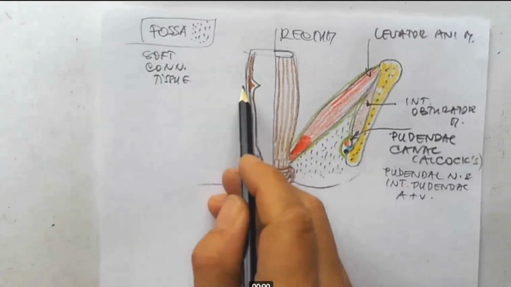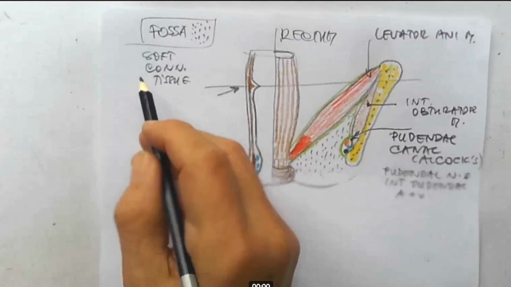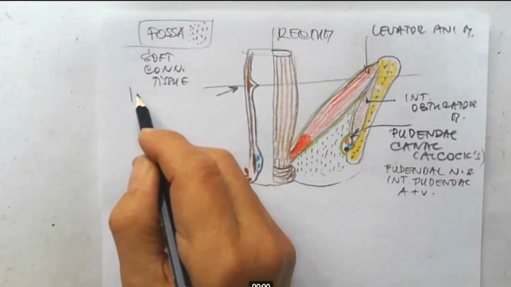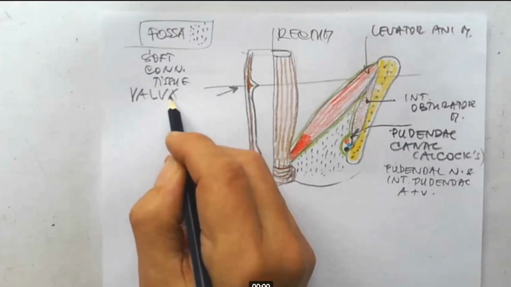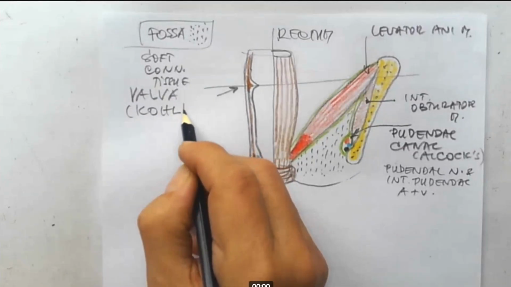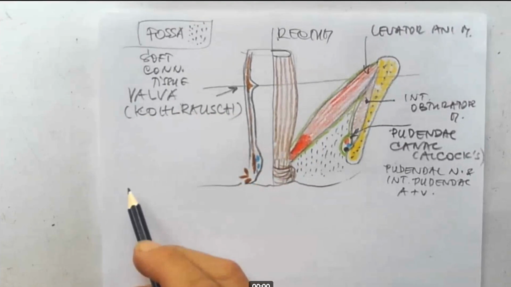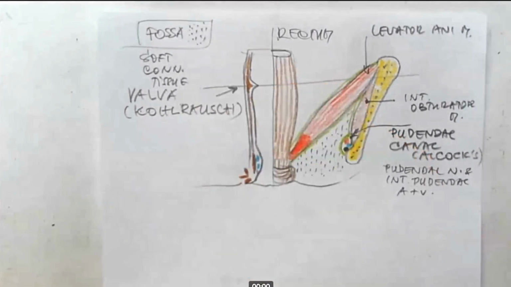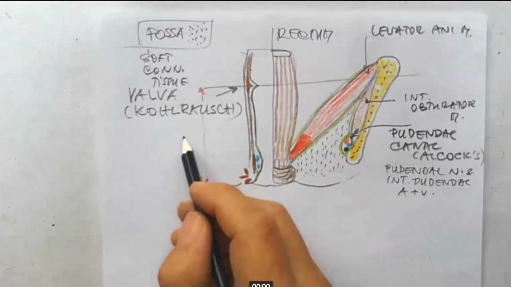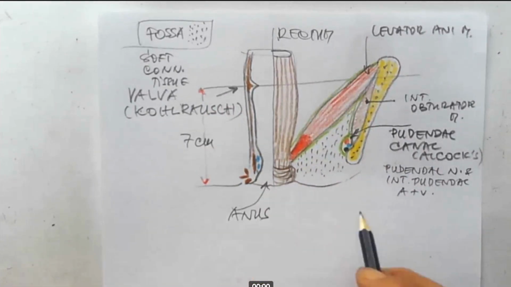If we are at the level of this fold, we call it, because this is relatively constant, this is the valve, sometimes transverse valve. We call it Kohlrausch, or valve of Kohlrausch, and the valve lies at the level of approximately 6 to 7 centimeters from the anal canal. So we see the anal canal.